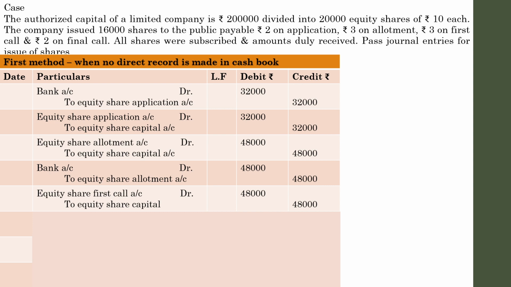Now let us write down the payment entry. So bank account debited to equity share first call, the same amount, because here also 16,000 shares of rupees 3 each. And the narration of this journal entry will be: being first call money received on 16,000 shares at rupees 3. And finally we are going to the last call, otherwise known as second call, or we can say final call.